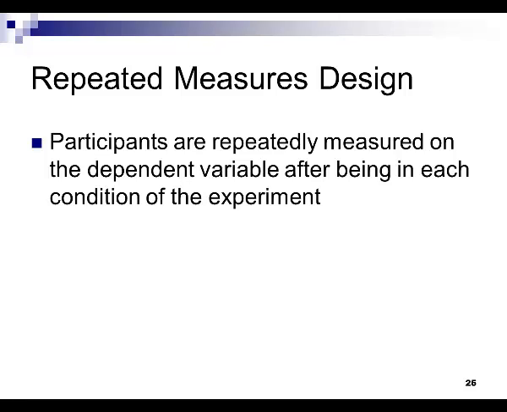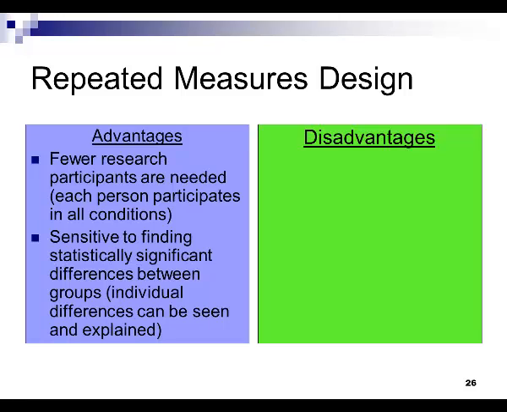The repeated measures design, in contrast, is a situation where participants are repeatedly measured on the dependent variable after being in every condition or every level of the independent variable of the experiment. So with repeated measures design, the advantage is that, again, if you have a small number of participants, it's hard to randomly assign them, and so you'll need fewer research participants. And it's sensitive to finding statistically significant differences between groups, okay? So in other words, you're going to be able to see changes across individuals.